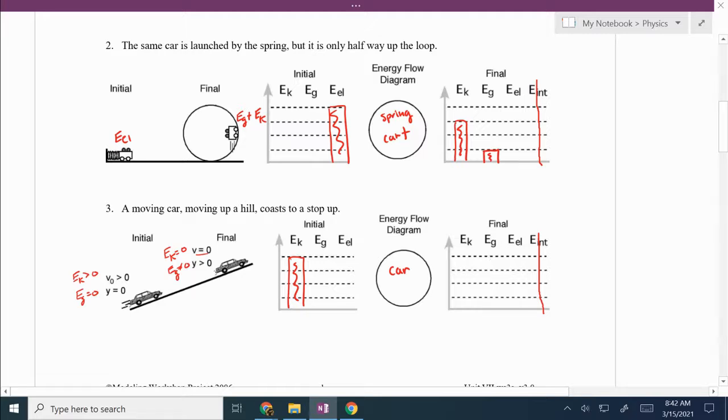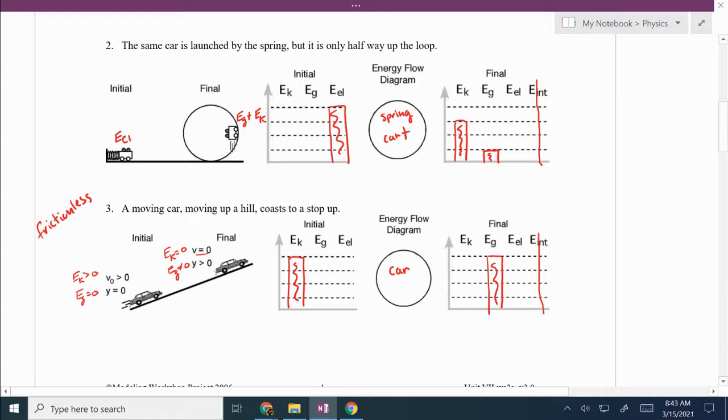Right, no kinetic energy because it says it's not moving. Yes, gravitational energy because it's up high, and no elastic energy because it's not moving. And as long as I say this is a frictionless hill, which I get to decide, then no energy would be lost.